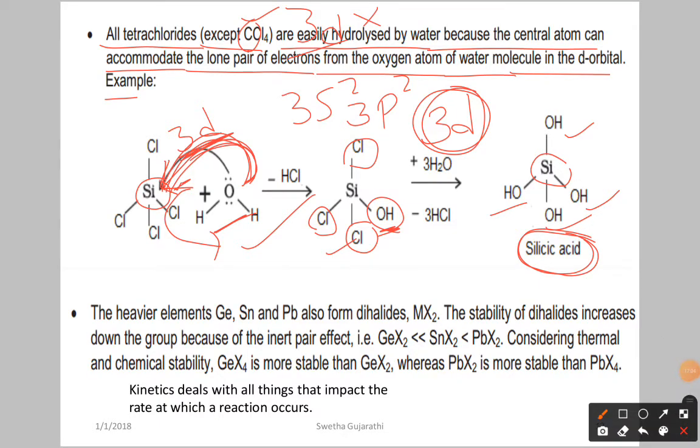A nucleophile is the species which donates electrons. What a nucleophile and an electrophile are, we will discuss in organic chemistry. Simply, these electron donors are called nucleophiles. Water gives the electron pair, and silicon accommodates it in the 3d orbitals, so it undergoes hydrolysis, but not carbon, because 3d orbitals are not available for carbon.